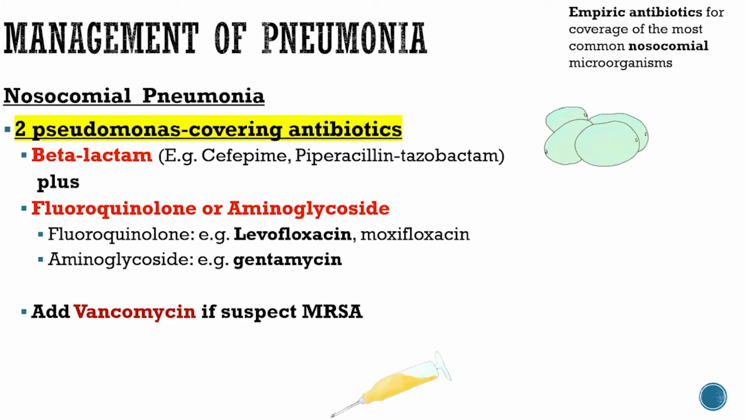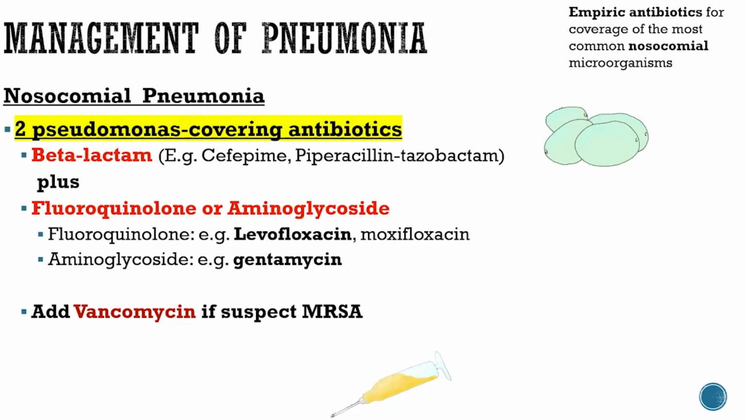Now, typically, that'll be a Pseudomonas killing beta-lactam like cefepime, a fourth generation cephalosporin, or piperacillin tazobactam, which is a high grade penicillin, in addition to something like a fluoroquinolone or an aminoglycoside. Aminoglycosides could be like gentamicin, while fluoroquinolone can again be like levofloxacin. So again, you need to have a beta-lactam as well as another medication, whether it's a fluoroquinolone or an aminoglycoside.